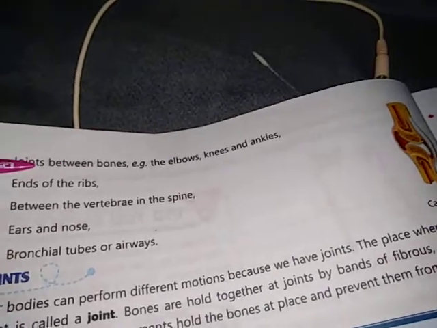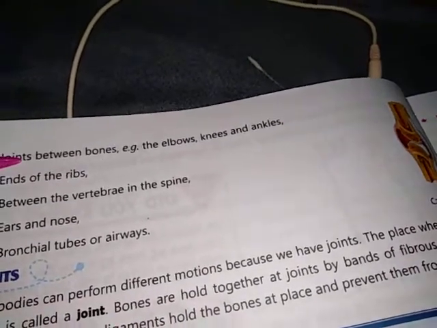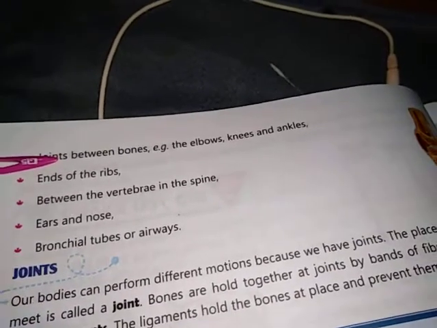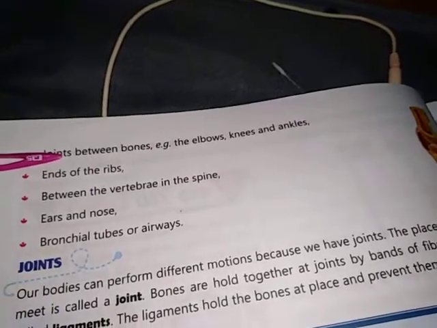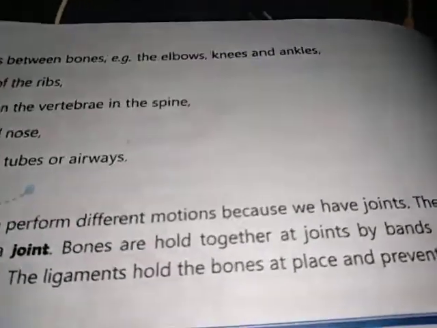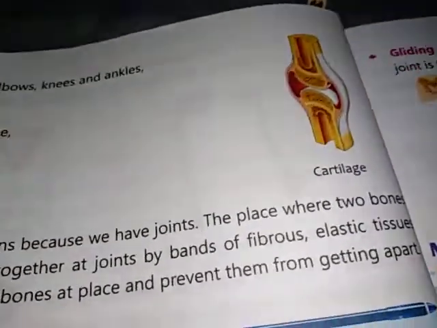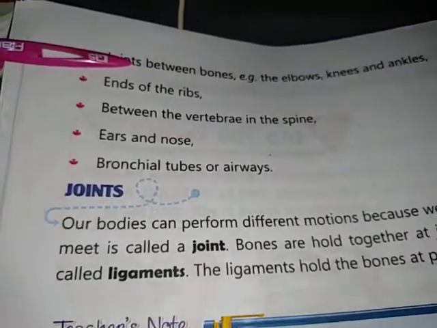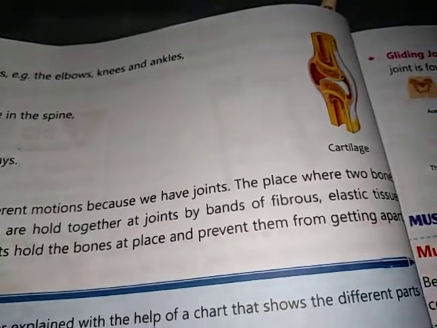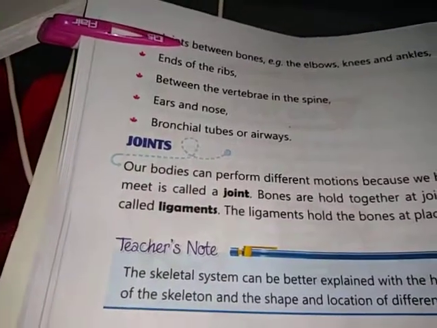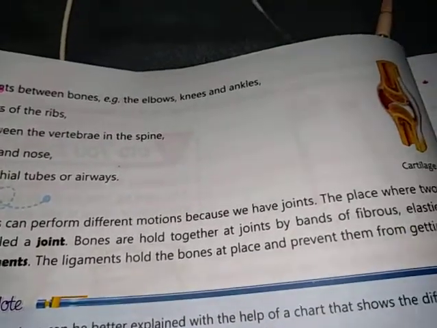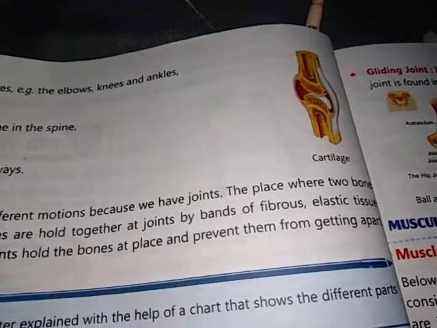In the last video we talked about cartilage and where it is present in the body, and in this video we are going to start the joints of our body. So let's start. Our body can perform different motions because we have joints. The place where two bones meet is called a joint. Bones are held together at joints by bands of fibrous elastic tissue called ligaments. The ligaments hold the bones in place and prevent them from getting apart.